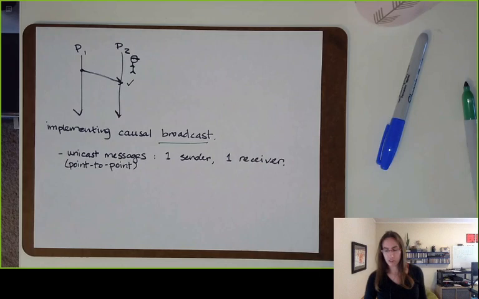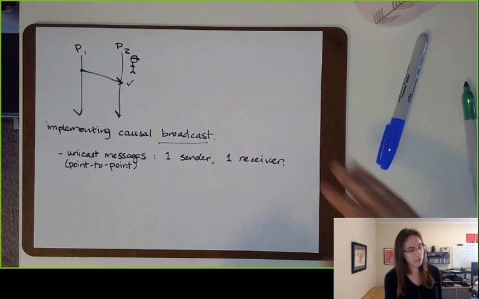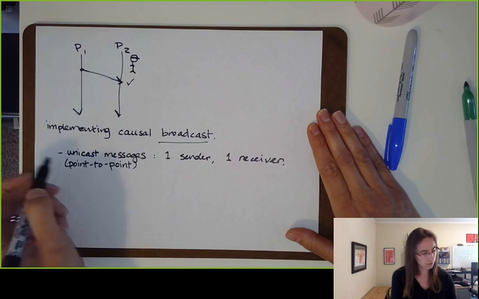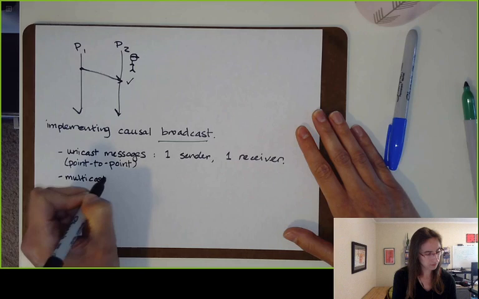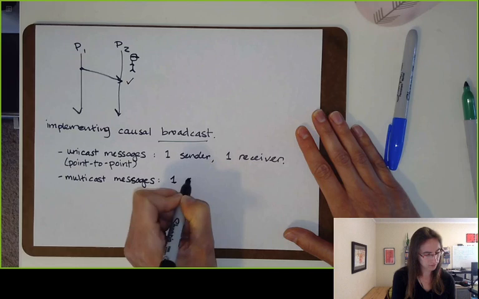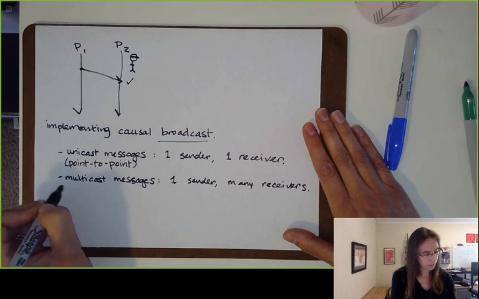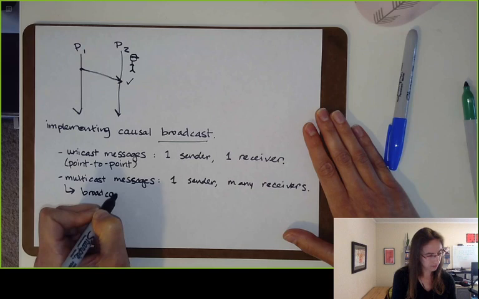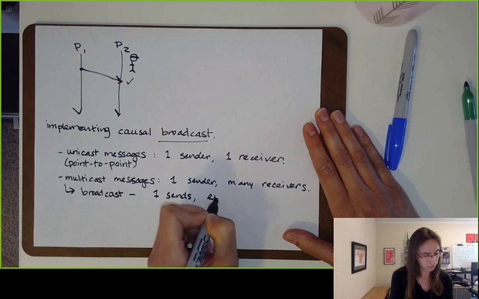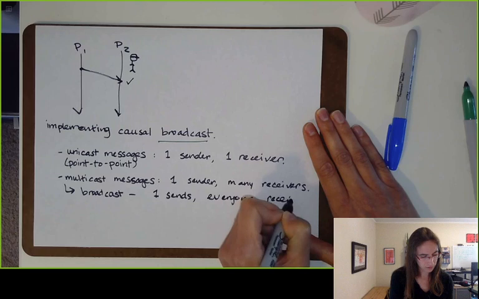However, I have been cheating a little, because in some of the Lamport diagrams that I've drawn, we've had a situation where there's one sender and multiple receivers. That's called multicast. And then a special case of multicast is broadcast, where one sends and everyone receives. As many processes as there are in the system, everybody gets a broadcast message.